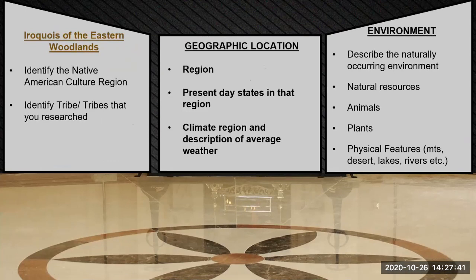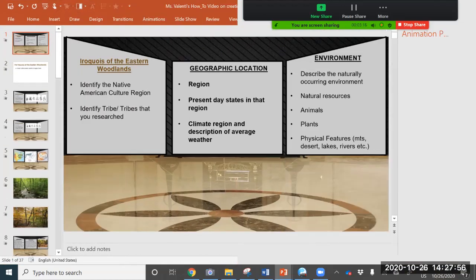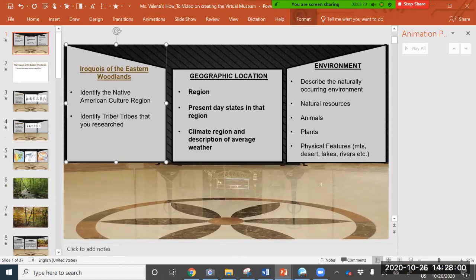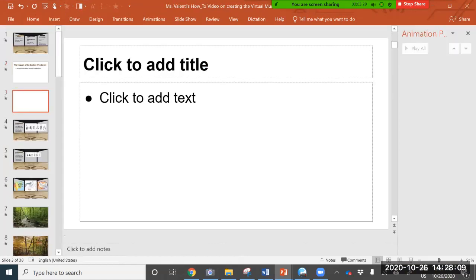And so it's set up for you to identify the region, the location, and the environment with some details and bullets, which you could certainly do, but it would be a lot cooler if you added images or made multiple slides. And so I'm going to show you how to do that. So if you wanted to click on this box and go to a different slide where you could put information about the Iroquois, the first thing you need to do is insert a new slide.